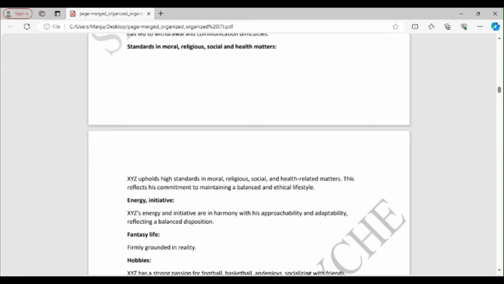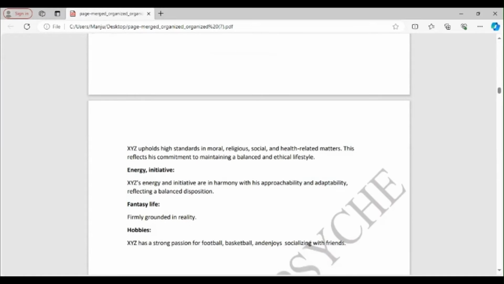Energy and initiative are in harmony with approachability and adaptability, reflecting in a balanced disposition. Fantasy life, firmly grounded in reality, not living in a fantasy world. Hobbies, has a strong passion for football, basketball, and enjoys socializing with friends.